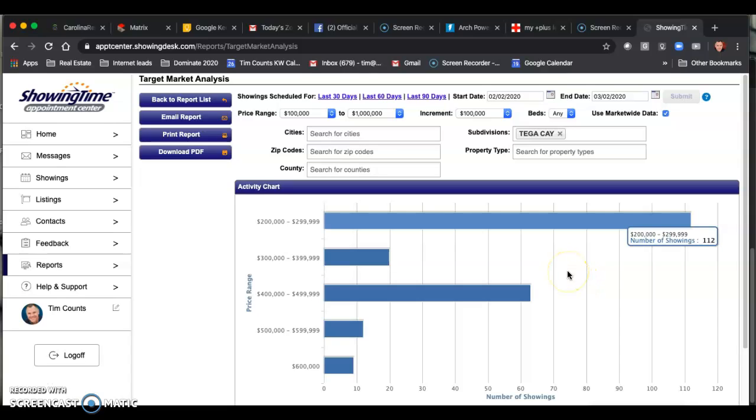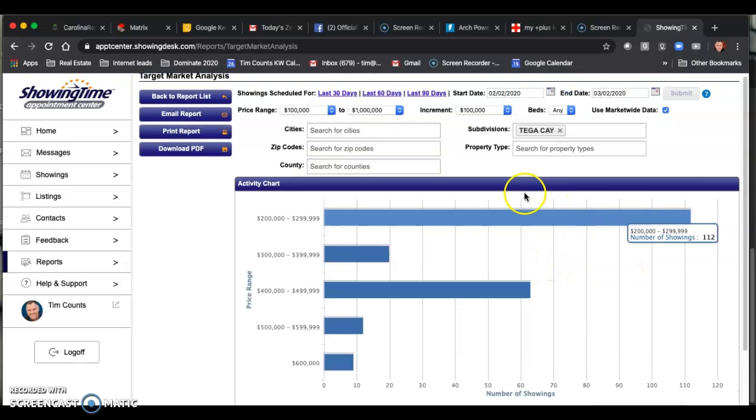Well, why do you think your house didn't sell, Mr. Expired? How many showings do you have? Well, in the last couple of months there, we hardly had any. People just quit calling. Were you aware that in Tega K, in the last month your home was listed, 112 people went looking for homes in your price range in your neighborhood?